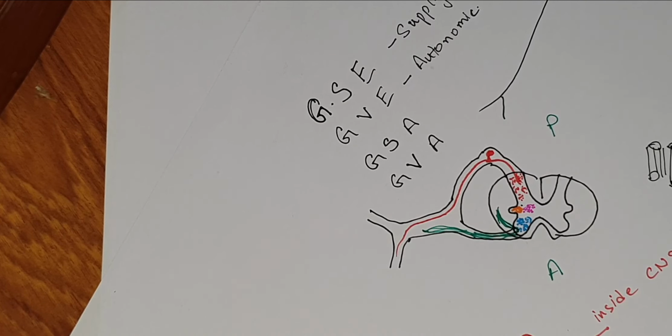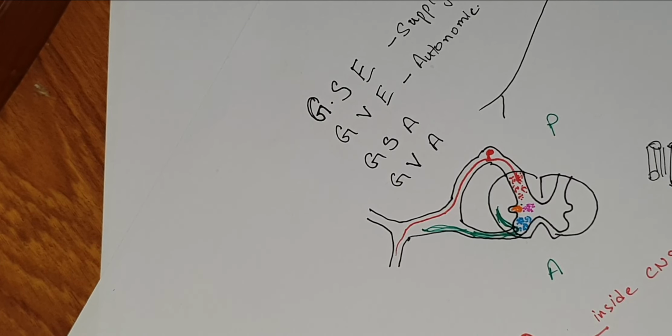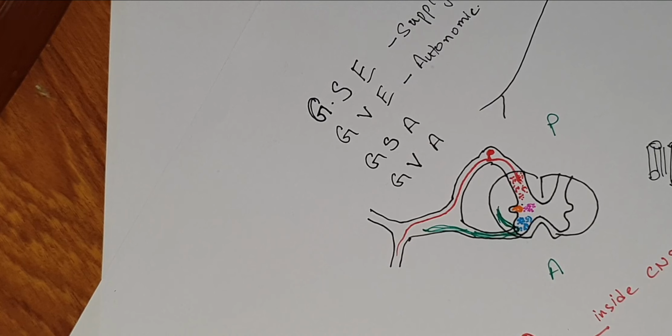Ischemic pain is very rough and, I must say, excruciating pain. For example, the pain of the heart attack. In heart attack pain, there is ischemia of the muscles of the heart, which causes immense pain. So these are the causes of visceral pain.